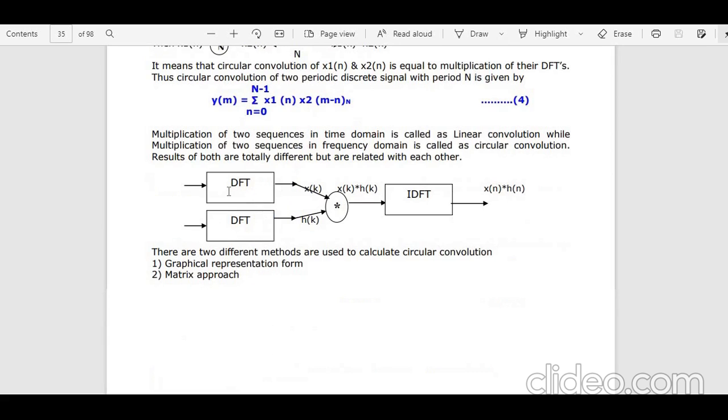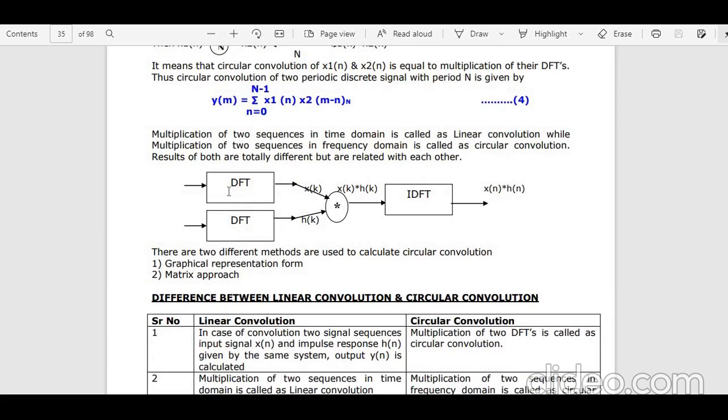As you can see in the diagram, when you have the DFT of the first sequence x1 of n, that is represented here as x of k. If you multiply it with the second sequence h of k, and then apply the IDFT, we can get x1 of n convolved with h1 of n, right? This is the convolution. The results of both are totally different but are related to each other.